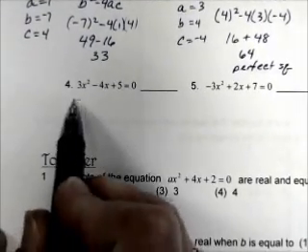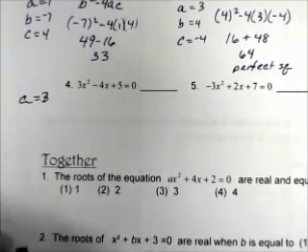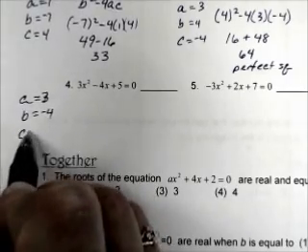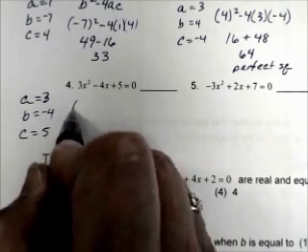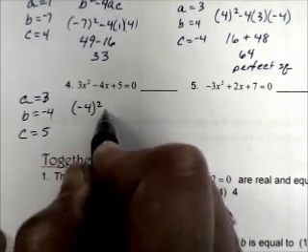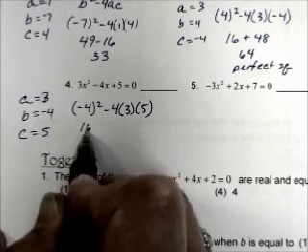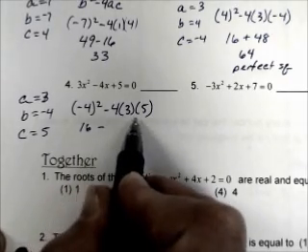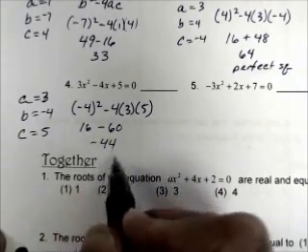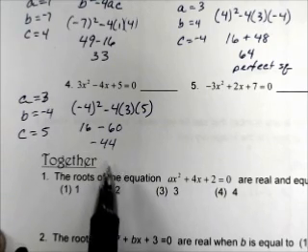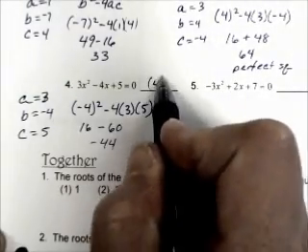Number 4. It's in standard form, our quadratic equation. Pull out the values for A, B, and C. Substitute them in for b squared minus 4ac. B squared, so negative 4 squared minus 4 times A times C. That's 16 minus 60. 16 minus 60, negative 44. If our discriminant value is negative, the roots are imaginary. That's choice 4.